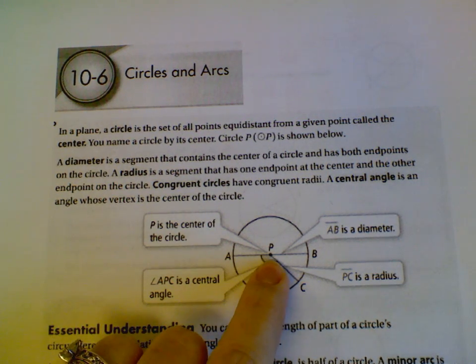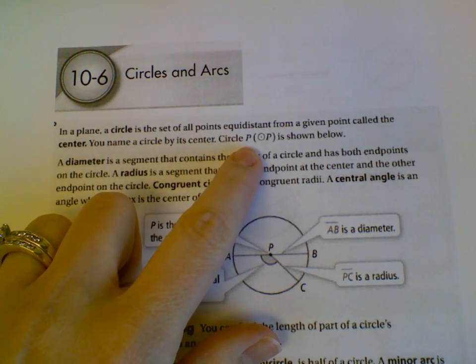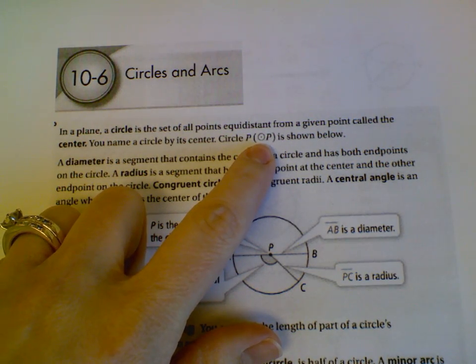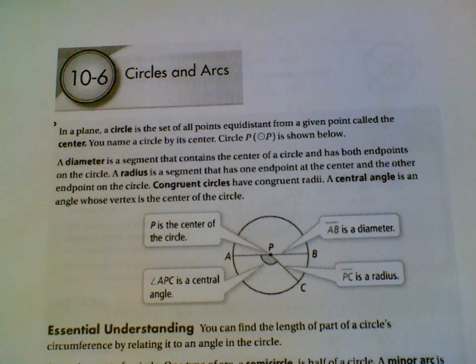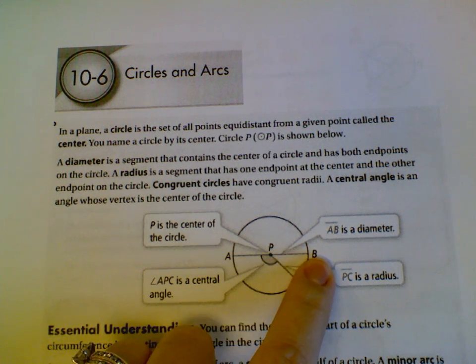So in this picture, P is your center. You can name a circle by its center, so circle P, or you can draw it with the picture and then is shown below. A diameter, which we've already discussed, is a segment that contains the center of a circle and has both endpoints on a circle. So that means that the diameter would be the line segment AB.